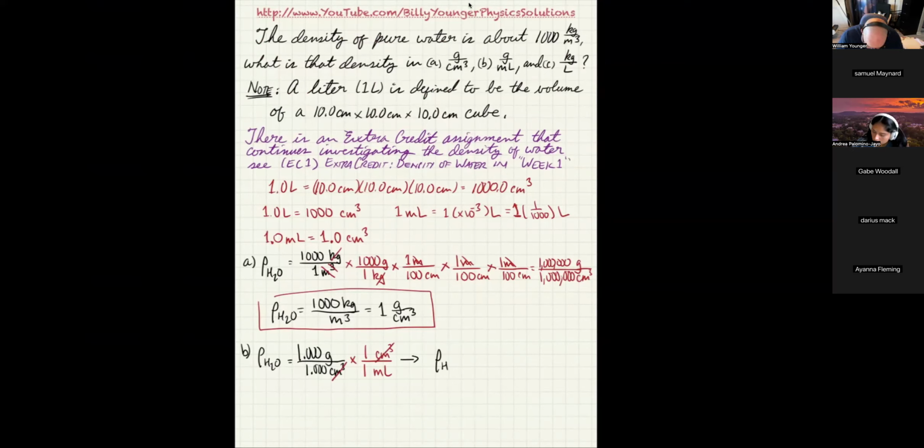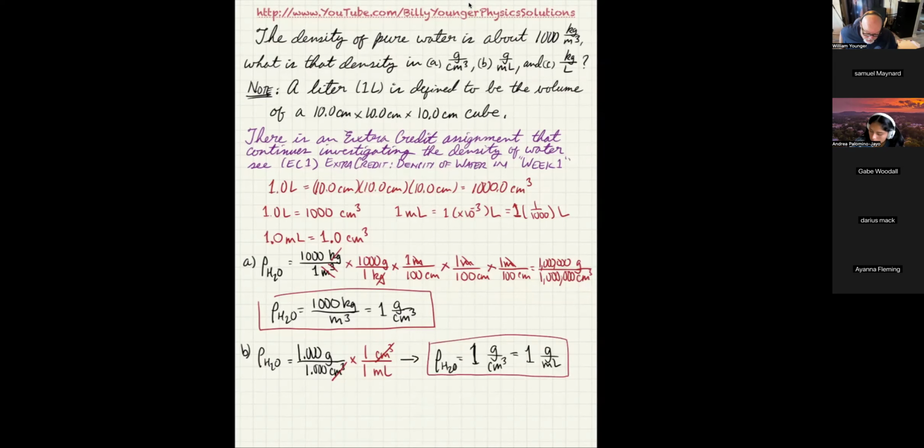The density of water, which equals 1 gram per cubic centimeter, is equal to 1 gram per milliliter. So that's another result we were asked for, and that's kind of nice.